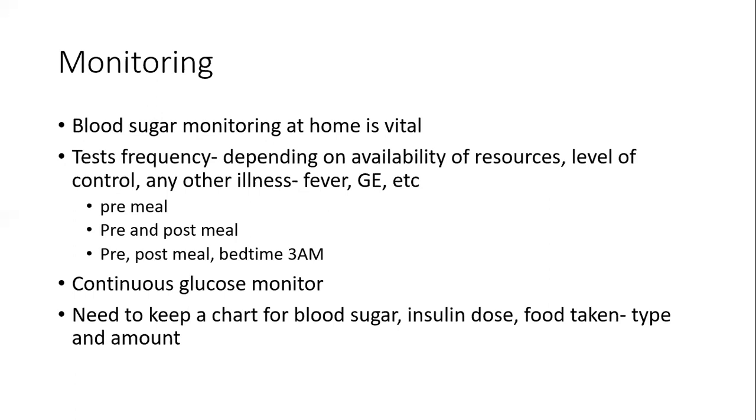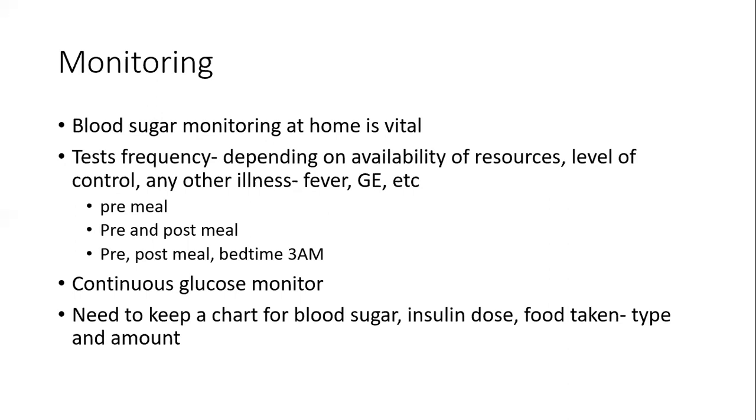The frequency of the blood sugar test will depend on the availability of resources, how controlled the patient is, and whether the patient has other illnesses. If a child with diabetes has malaria or pneumonia, then you know you need to check the sugar more frequently because of the risk of hyperglycemia. But if the child has gastroenteritis, is not feeding well, has diarrhea, then unless the fluid you're giving has dextrose, that patient is likely to get hypoglycemia. So then you increase the frequency of testing.